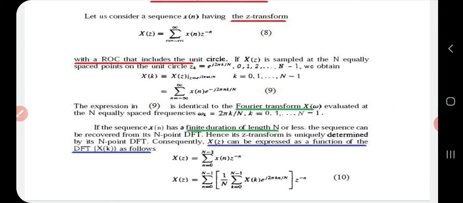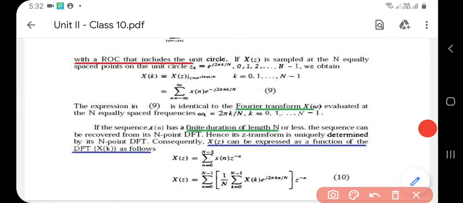Now this X(z), that is the z transform, is sampled. How is it sampled? At N equally spaced points on a unit circle defined by this, and so we can write the DFT of that z transform as X of k, that is the DFT, then X(z) is the z transform, and sampling is done at z equal to e raised to j 2 pi k by N, where k ranges from 0 to N minus 1. So this will be the final expression, where x of n is a periodic sequence.